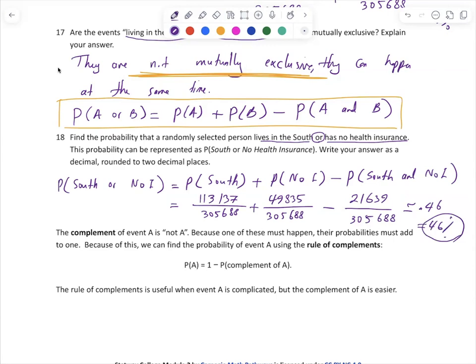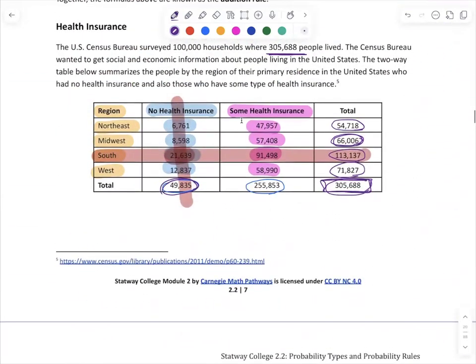Very good. So let me ask you now, what if I ask you to find the probability, let me run the poll. Let's go back up here. If I ask you to find the probability of living in the south or have some insurance, what is that probability? So live in the south and have some insurance.